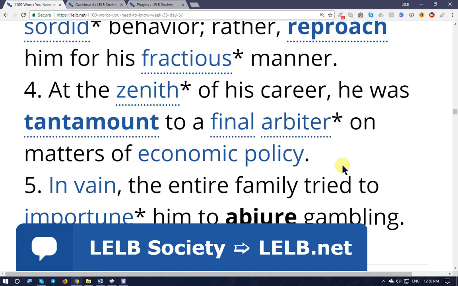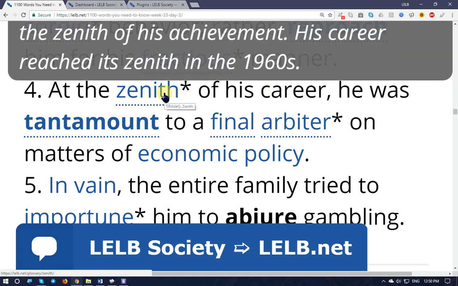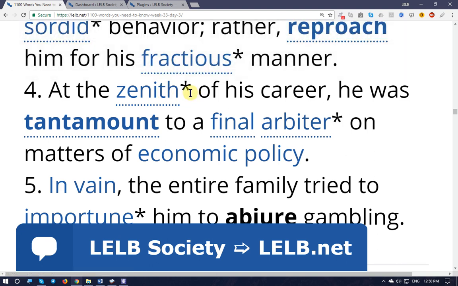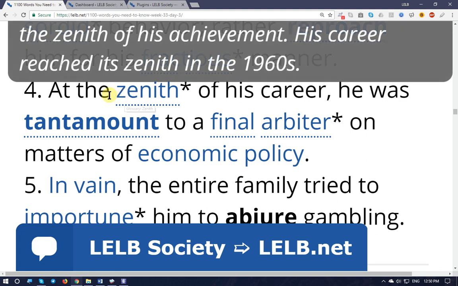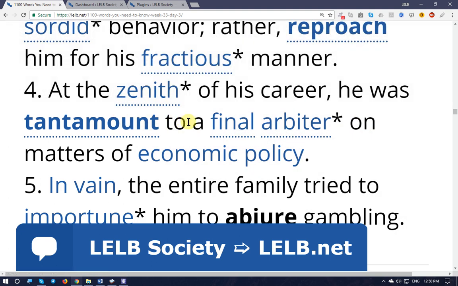Number 4. At the zenith of his career, he was tantamount to a final arbiter on matters of economic policy. Zenith means the highest point. The opposite is nadir, the apex of his career or profession. He was equal to or tantamount to a final, ultimate arbiter, judge. Arbiter means judge on matters of economic policy. That was the ultimate or final highest position that he could take.